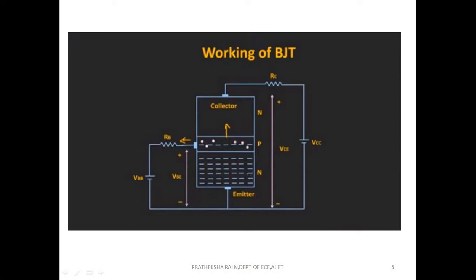That means most of the electrons will be able to escape this base region and go into the collector region. In this base region, only a few electrons will recombine with these holes and get attracted towards the positive terminal of this VBB, and the remaining electrons will enter the collector region.